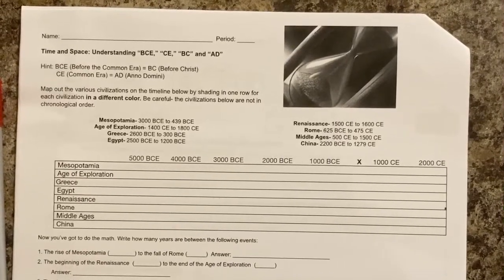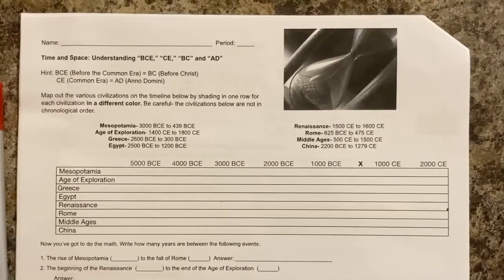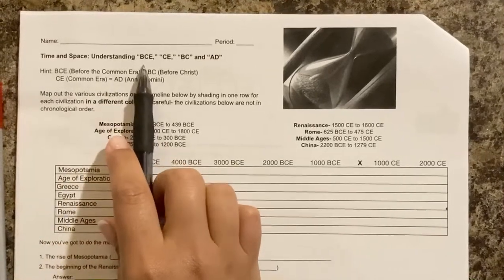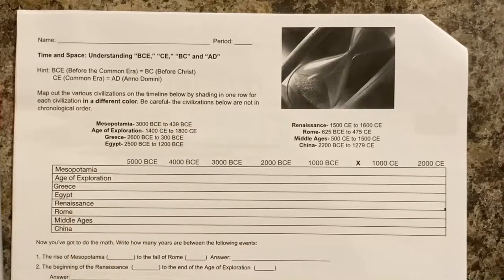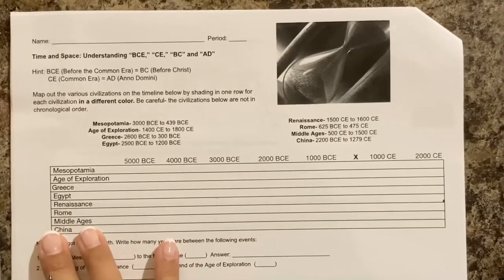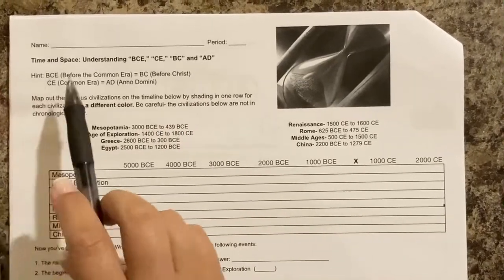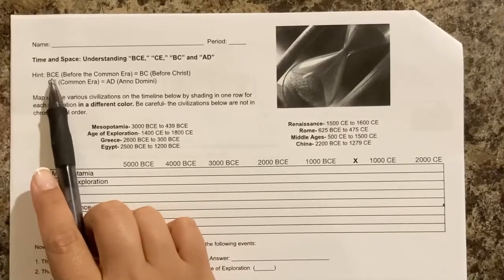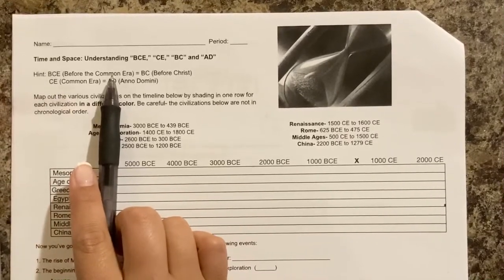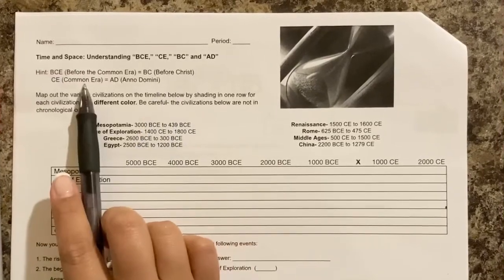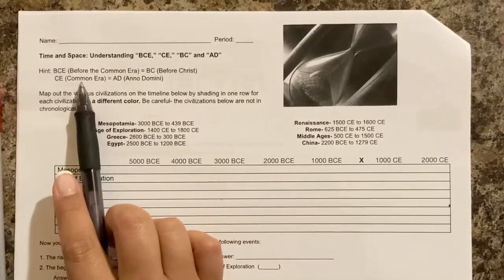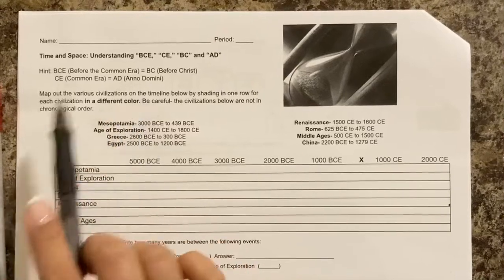Okay, this is the time and space understanding BCE, CE, BC, and AD timeline. Just as a review from yesterday, BCE, before Common Era, is the same thing as before Christ. And Common Era, which is the era we currently live in, is the same as Anno Domini.